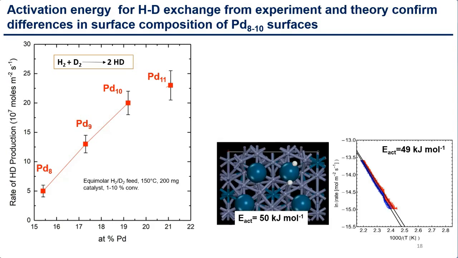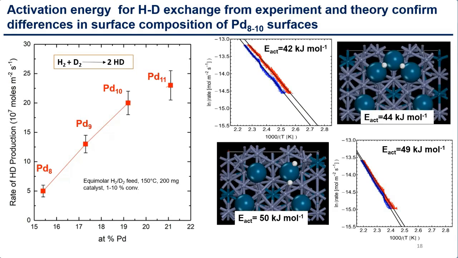Now we've done some DFT calculations on this to demonstrate that the experimental results are in fact captured by DFT. On palladium-9, we're able to measure an activation energy of around 50 kilojoules per mole, and theory returns the same value. Whereas on palladium-8, we find the activation energy is in a similar range, but slightly lower, and once again, DFT is able to calculate the behavior on the palladium trimer.